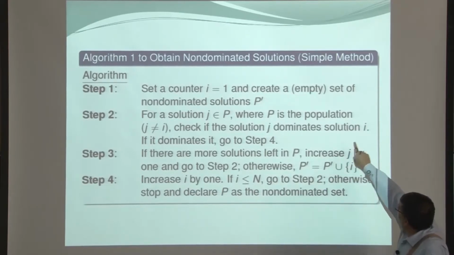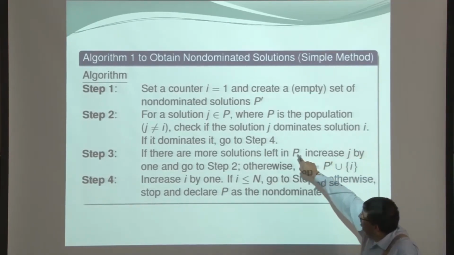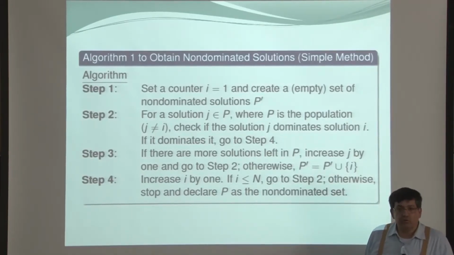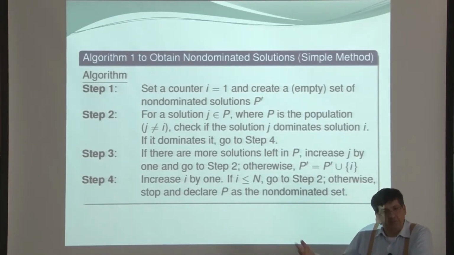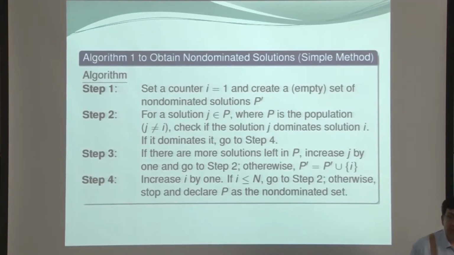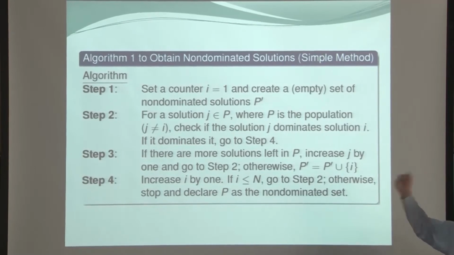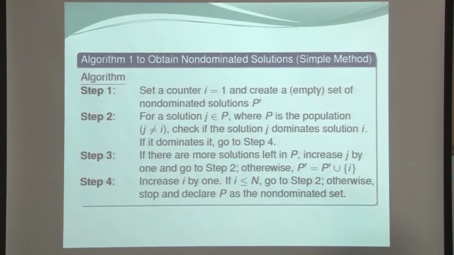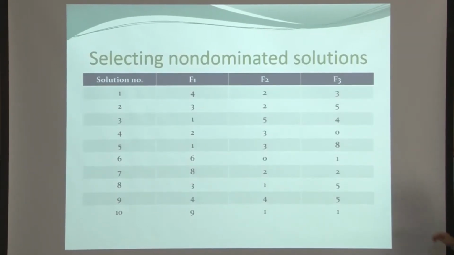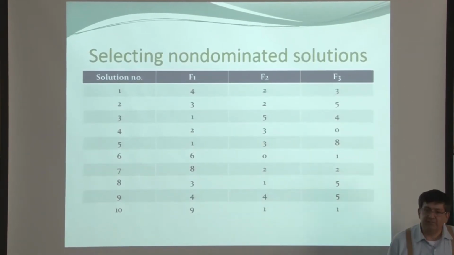So if it dominates I, then go to step 4, and you have to increase I by 1. So 2 doesn't get into the list because it's dominated. So now we move to solution 3. And we have to compare 1, 2, 4, 5, 6, everybody except for 3 against this one. So can you check solution 3 with respect to the others and tell me if it is non-dominated or dominated?